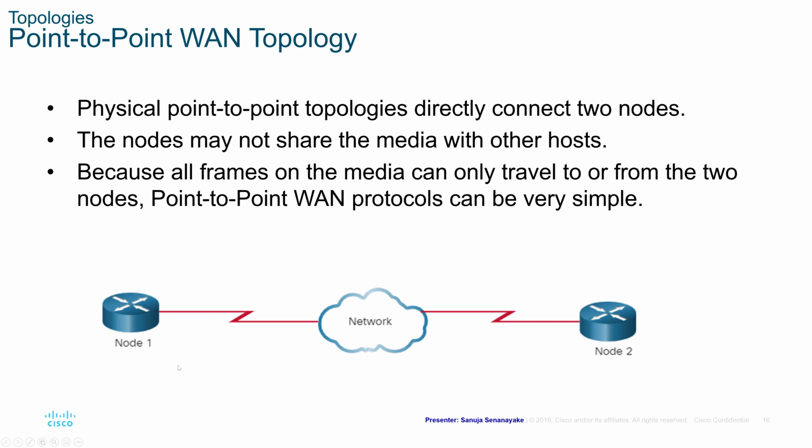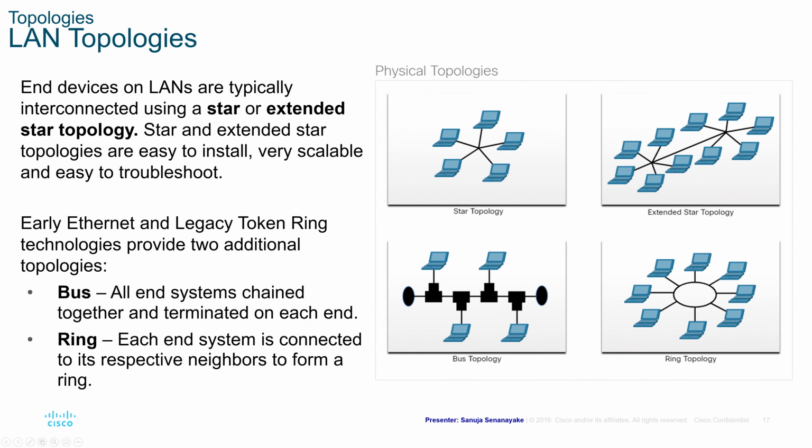For example, you have a node here, so there's a router here, and you have a network, and you have a node 2, there's another router here, and they are communicating across, and it's just going to be point-to-point because they are basically connected to each other, just like a straight line, right? So that's what the point-to-point WAN topology looks like. It's a very, very simple form of point-to-point.